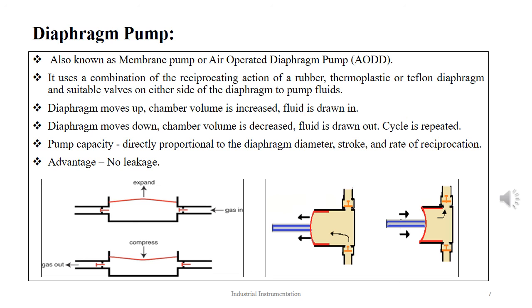The main advantage of the diaphragm pump is that there is no possibility of any leakage unless the diaphragm itself gets damaged. The capacity of a pump is directly proportional to the diaphragm diameter, stroke, and the rate of reciprocation.